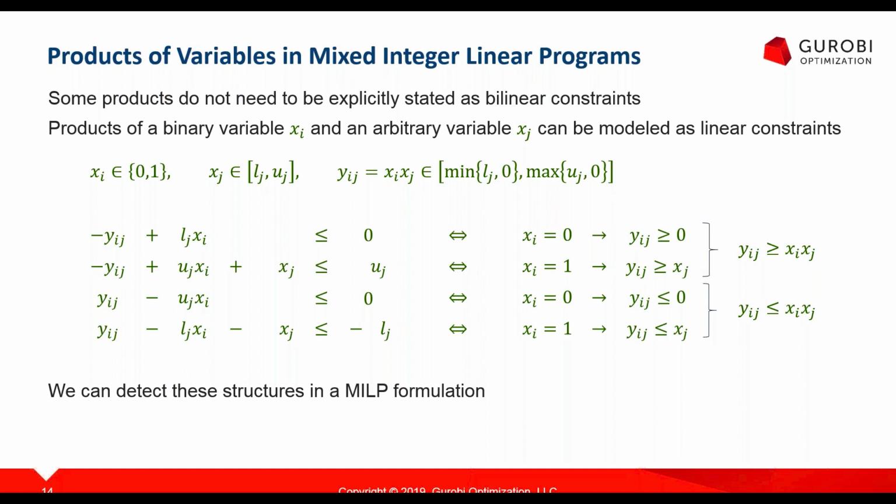So this just models the relation that yij is smaller or equal to xi times xj, and that means in total all four constraints state what we want, that yij is equal to the product of xi times xj. Okay, so we want to detect this set of four constraints in a general MILP formulation, because if we detect this, then we can say that this variable yij is equal to the product of xi times xj. And then in the next step, when we apply RLT cuts, we can exploit this.